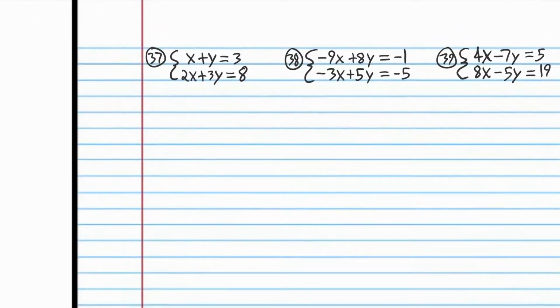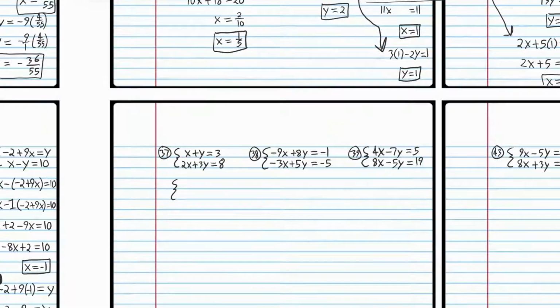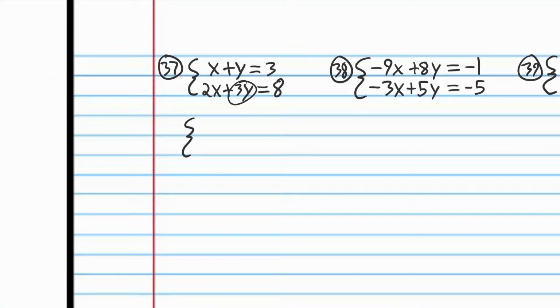All right, let's do 37 together. We're going to multiply the top equation by negative 2. Actually, you know what? I'm going to get rid of y first, just because we got rid of, I think we got rid of x in the previous problem. Yeah, we got rid of x, so I'm going to get rid of y, because you can eliminate the y's too if you want to, so I'm going to go and do that. So I'm going to multiply both sides by negative 3.